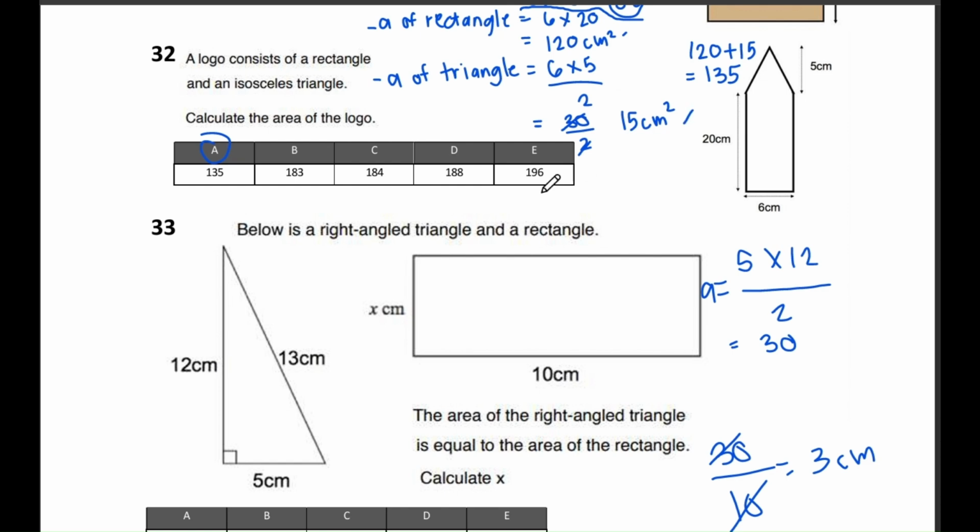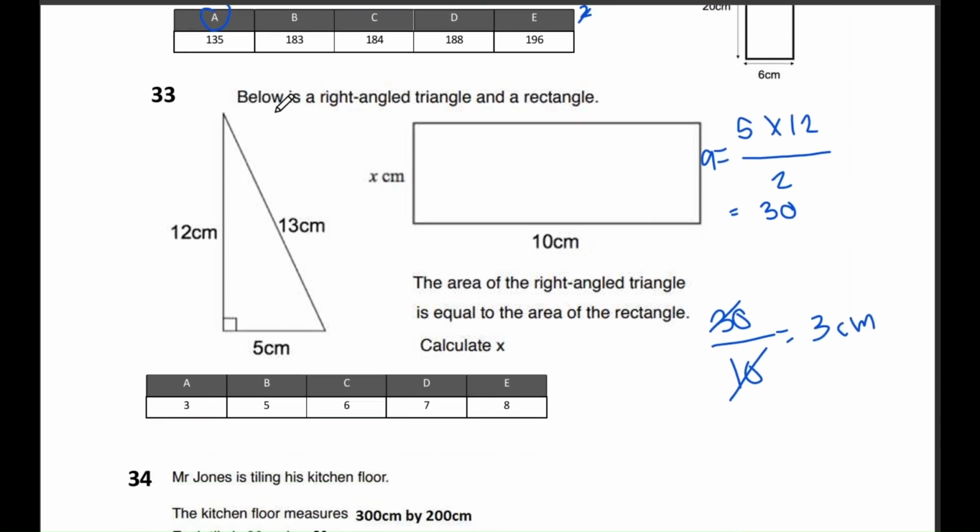Now let's look at question 33. Below is a right-angled triangle with sides 12 centimeters, 13 centimeters, and a base of 5 centimeters. There is also a rectangle with a width of 10 centimeters and a length of x centimeters. The area of the triangle is the same as the area of the rectangle. Calculate x. Our options are A is 3, B is 5, C is 6, D is 7, and E is 8. The answer is A, 3.